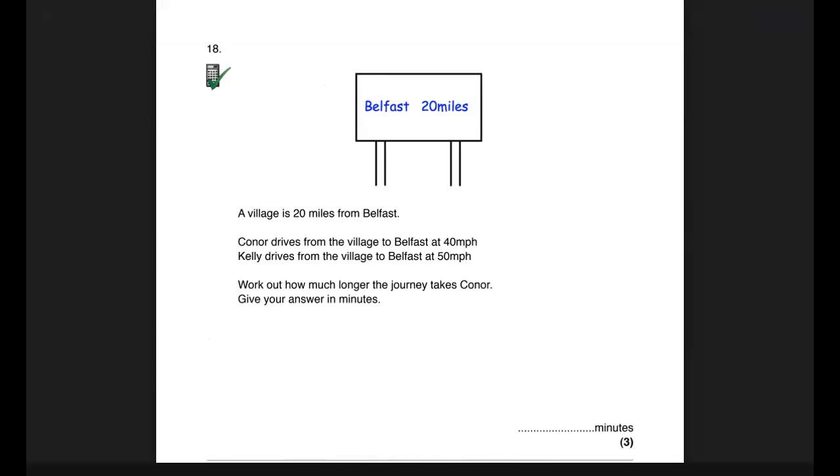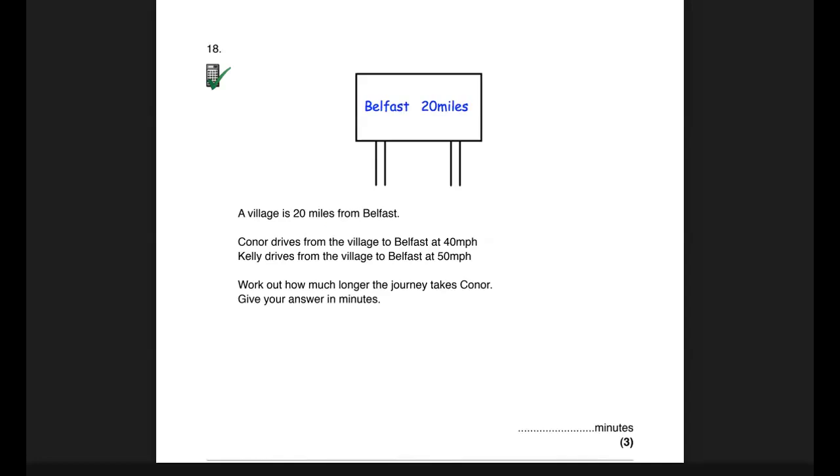A village is 20 miles from Belfast. Connor drives from the village to Belfast at 40 miles per hour. Kelly drives from the village to Belfast at 50 miles per hour. Work out how much longer the journey will take, in minutes.